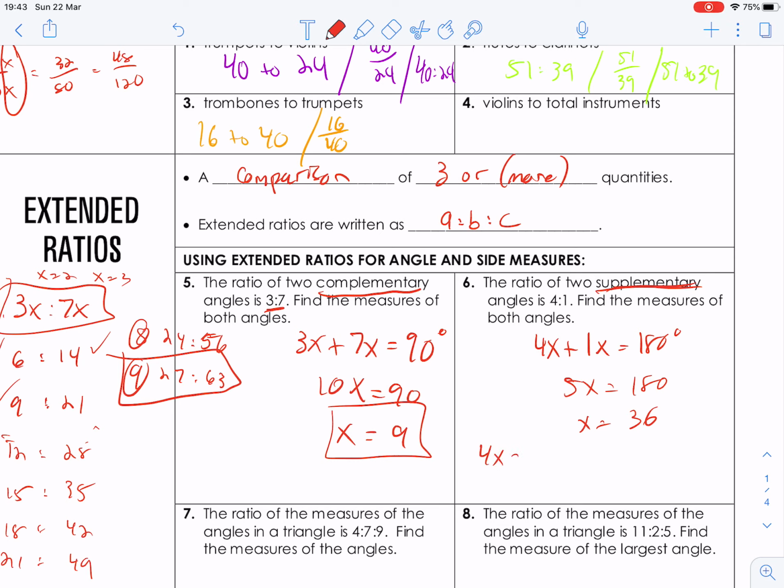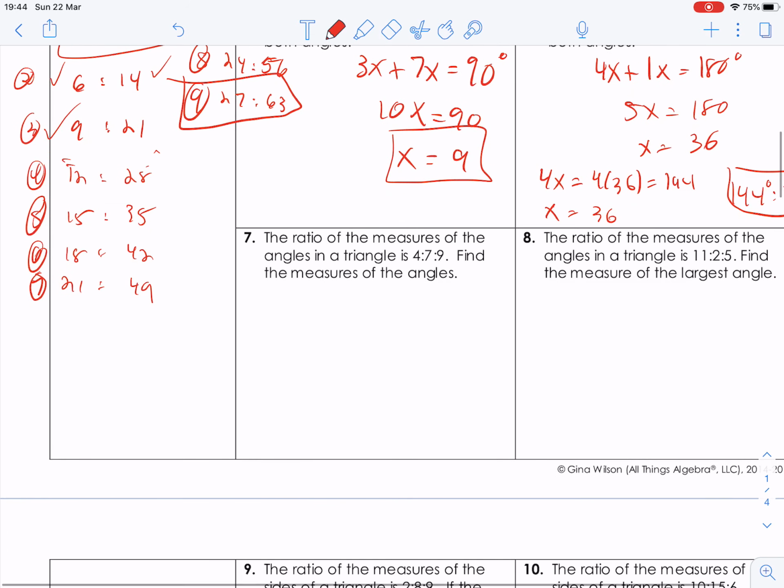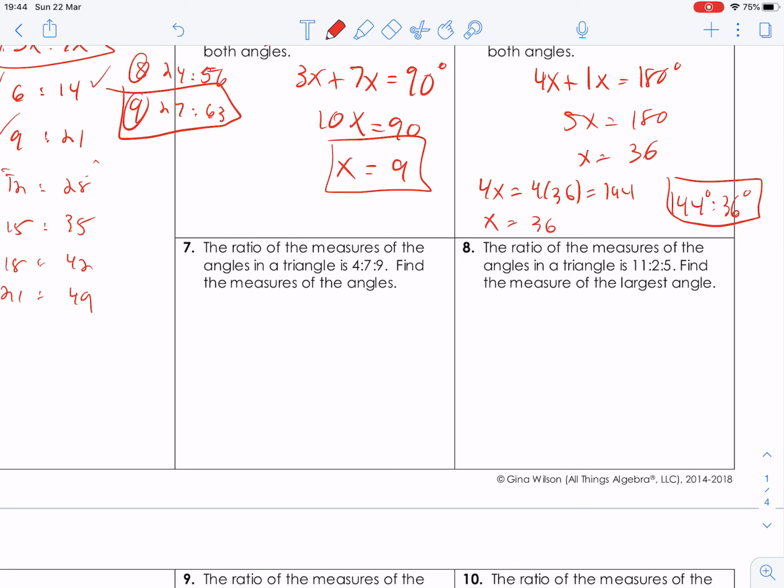So we get 4x equals 4 times 36, which equals 144. And x equals 36. So our ratio is going to be 144 degrees to 36 degrees. There we go. Pretty cool. All right, 7 and 8. Let's do it. The ratio of the measures of the angles in a triangle.